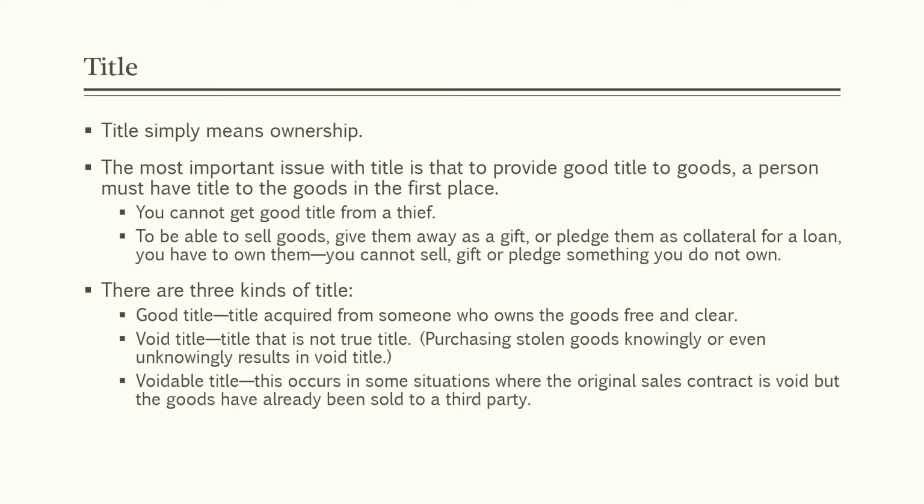Now, there are three kinds of title we're going to discuss. Good title, title acquired from someone who owns the goods free and clear. Void title, title that is not true title at all, like purchasing stolen goods knowingly or even unknowingly results in void title. And then there is the third option, which is called voidable title. This occurs in some situations where the original sales contract is void, but the goods have already been sold to a third party.